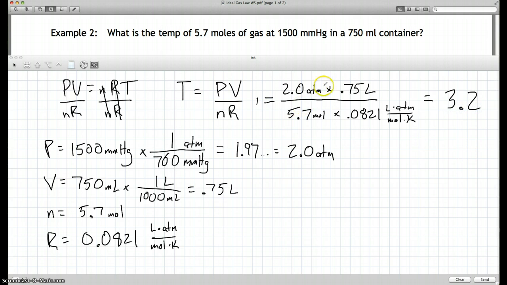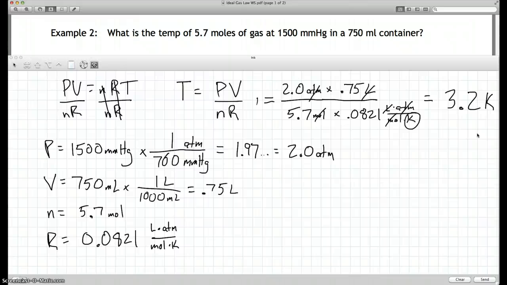I get an answer of 3.2. And if I look at my units, atmospheres cancel, liters cancel, moles cancel. The only thing left is K. So K, 3.2 Kelvin is my answer. Pretty much out of time.